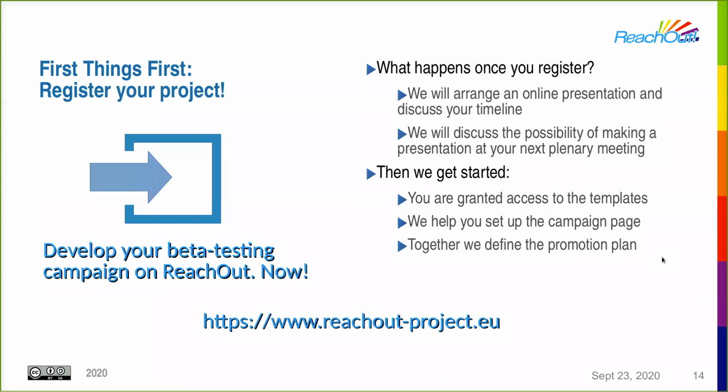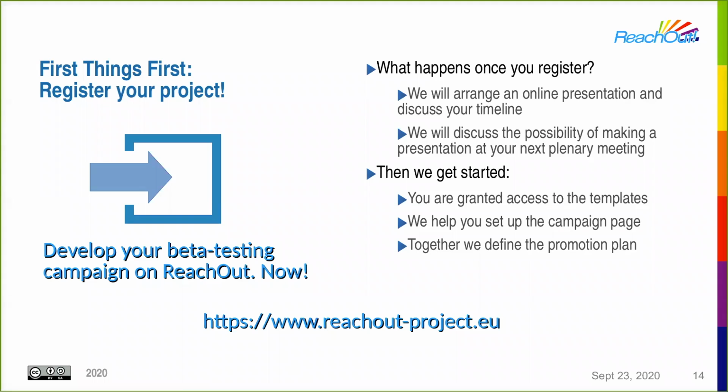So how do you get started? As I already mentioned, the first step is to go to the ReachOut website and register your project. Then as part of our role to accompany projects, we can set up a call with you to go through the whole methodology, check your timeline, and help you implement the beta testing campaign, including the questionnaire itself, the emails, etc.